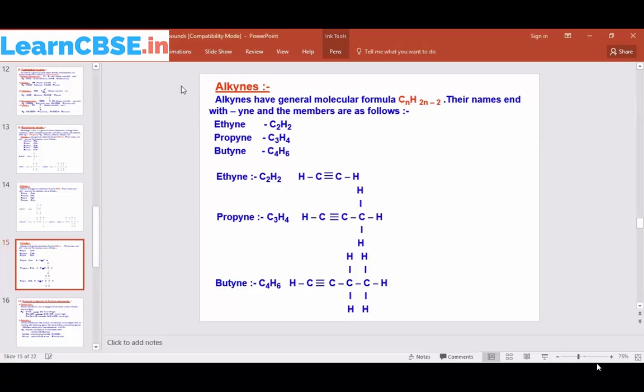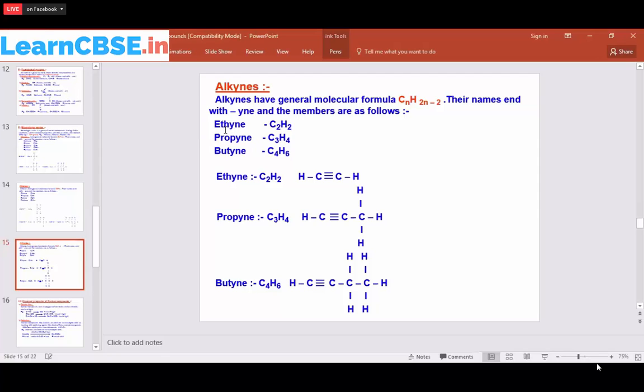So the alkynes are the unsaturated hydrocarbons, because the carbon-carbon triple bond will be present over here. The general formula for the alkynes is CnH2n minus 2. Their names end with -yne: ethyne, propyne, butyne, like that. And the members are as follows here.